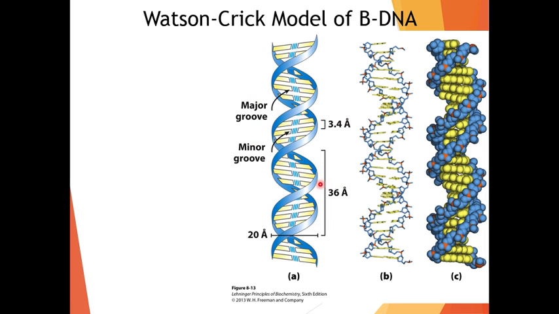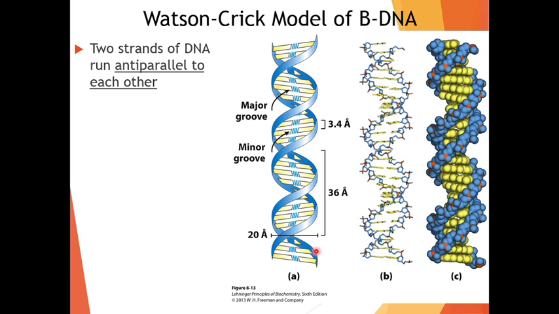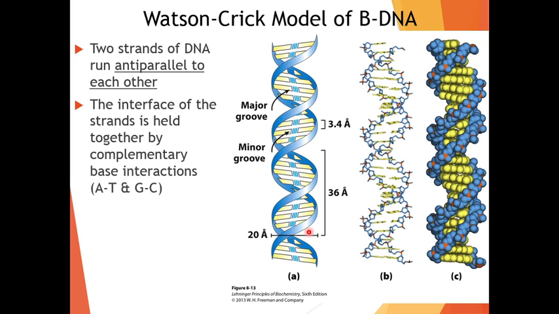Shown on this slide is the original model proposed by scientists Watson and Crick. They proposed that the DNA structure is a double helix, and this specific form of DNA is called B-DNA. The two strands, this strand shown here and the opposite strand, run anti-parallel to each other. The interface of the strands, as you can see, is held together by complementary base interactions.